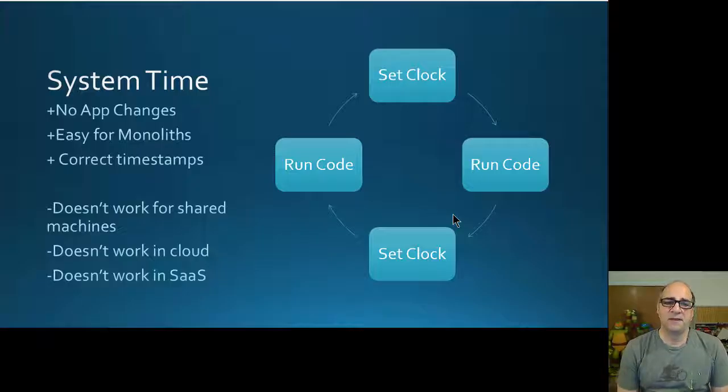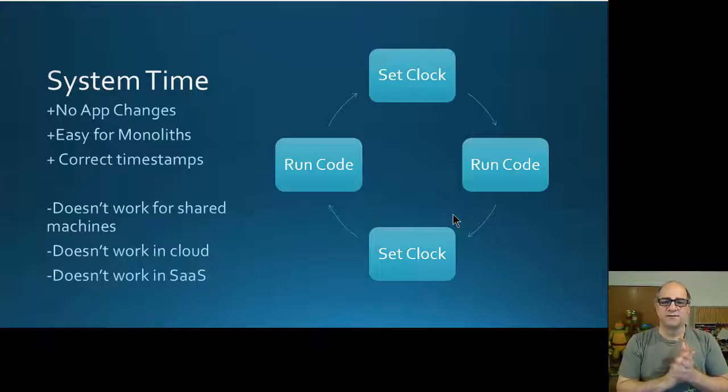So system time. This actually used to be really easy, like you did it on a PC or you did it on a server. It's great because there are no app changes. It's easy for monolithic apps, right? You just set the clock, you run your code, you change the clock. And you always got the correct timestamps everywhere. So in your log files, it showed the right time. In your database, it showed the right time. Pretty much everywhere, it showed the right time.